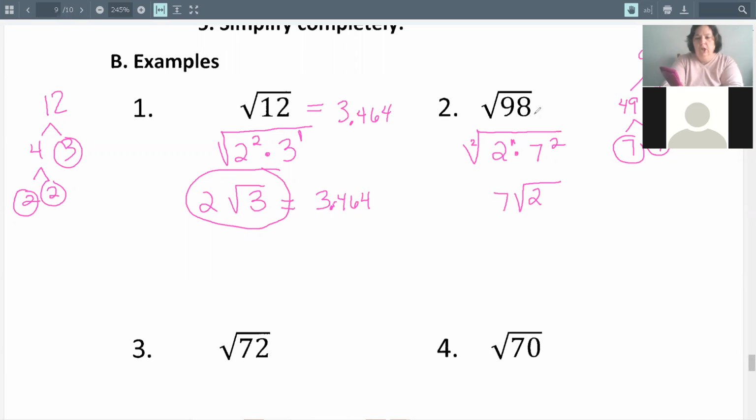I'll give you a moment to check your answers. What is the square root of 98 as a rounded answer? And what is the square root of 7 radical 2 as a rounded answer? And that's going to round to 9.900.